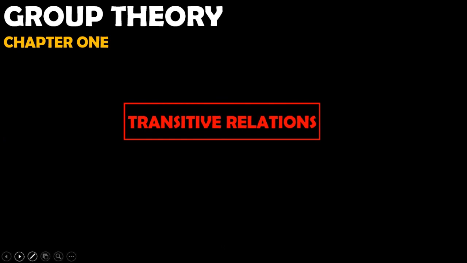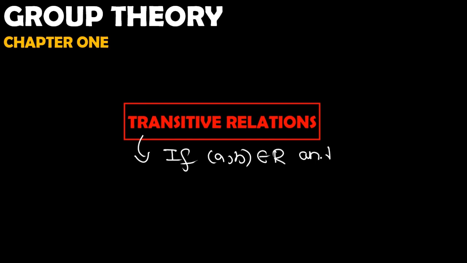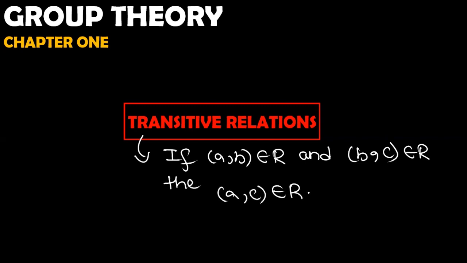Okay, our next relation is the transitive relation. The transitive relation is a very interesting relation because it says that if (A,B) belongs to the relation and (B,C) belongs to the relation, then (A,C) also belongs to the relation, for all A, B, C belonging to R. So we take an example of it.